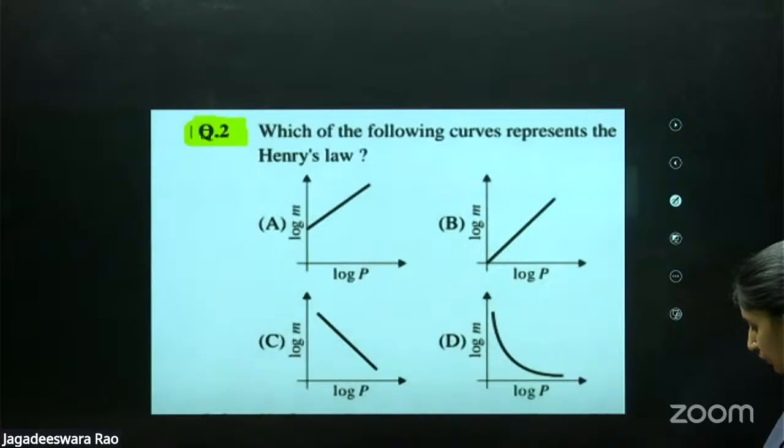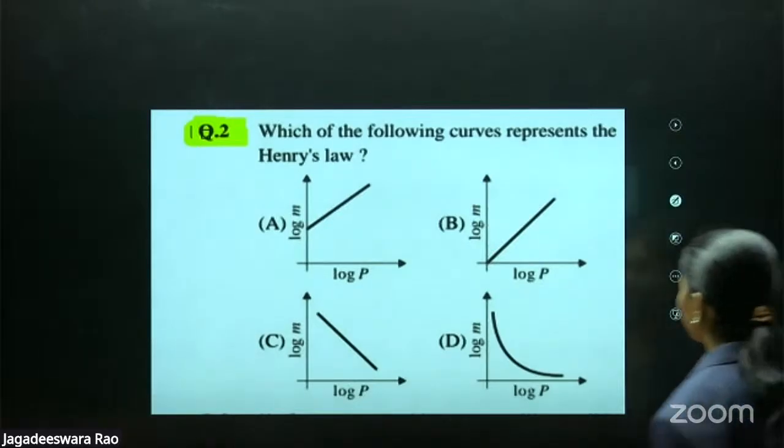Where M is a molality. Anybody can comment on this in the comment section. What will be the graph for Henry's law? Go through the question. Which of the following curves correctly represents Henry's law? So, what will be the answer?